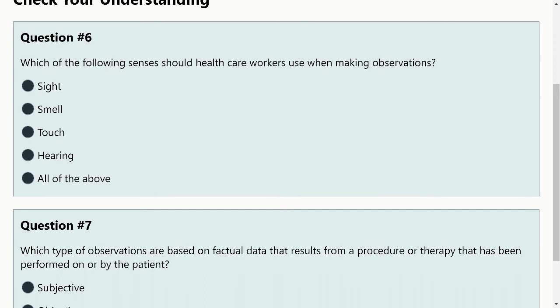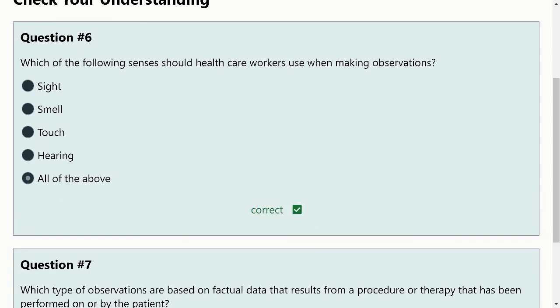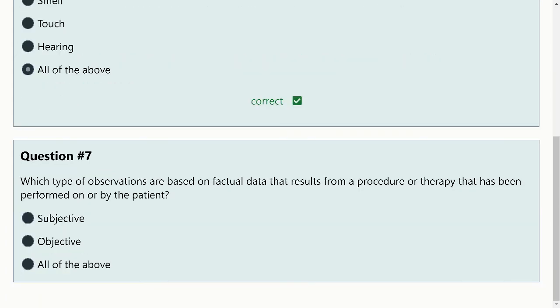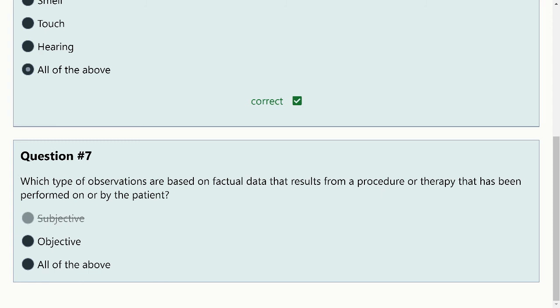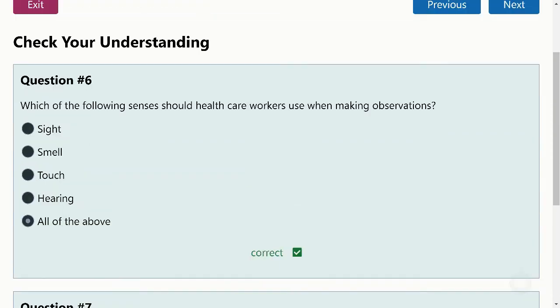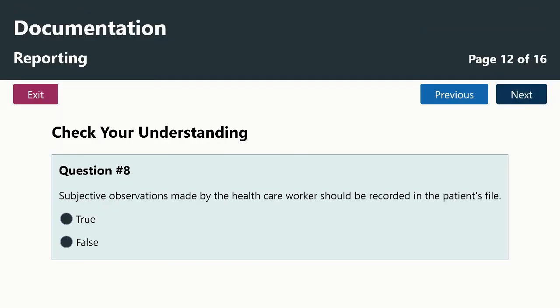All right, which of the following sentences should healthcare workers use when making observations? Which type of observations are based on factual data that results from procedure or therapy that has been performed on or by the patient? Subjective observations made by healthcare workers should be recorded in the patient's file.